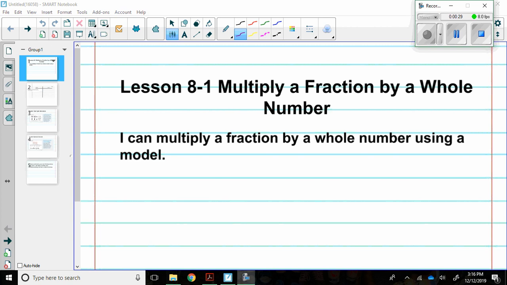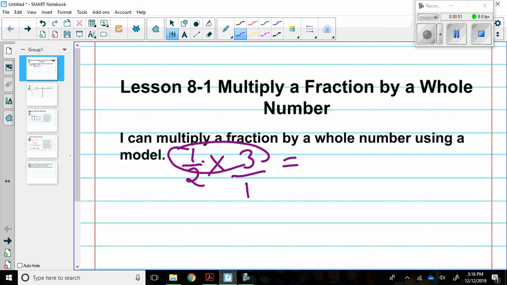While you're writing that down, I'm going to talk a little bit about how to multiply a fraction. So if you have 1/2 times a whole number, let's pick 3, and if you put a 1 underneath it, that does not change the value of 3 wholes. And when we multiply fractions, you multiply the numerators together, 1 times 3 is 3, and you multiply the denominators together, 2 times 1 is 2.